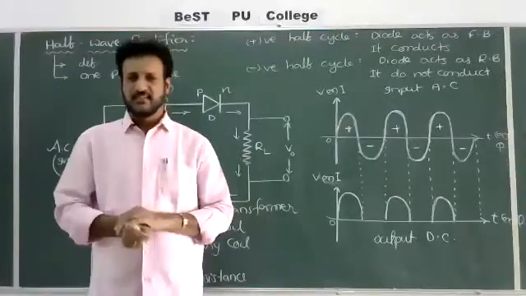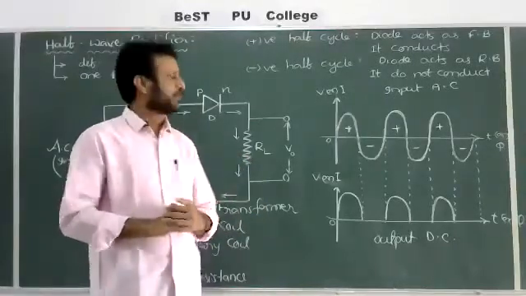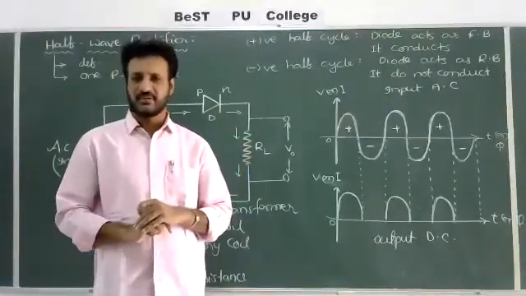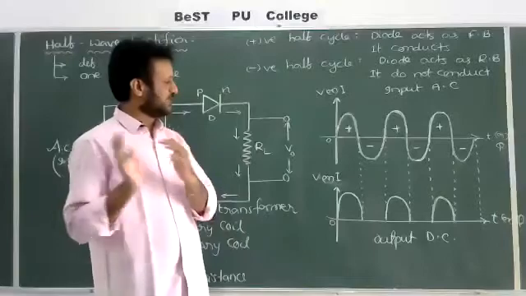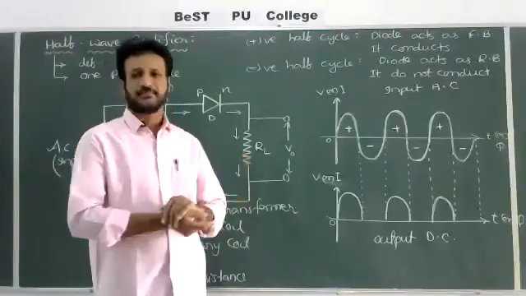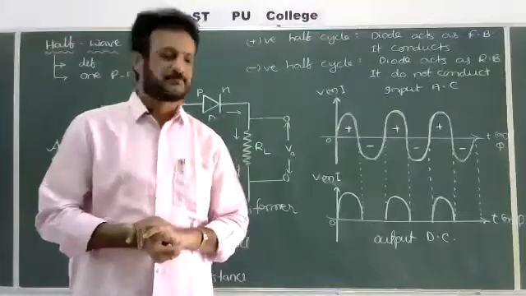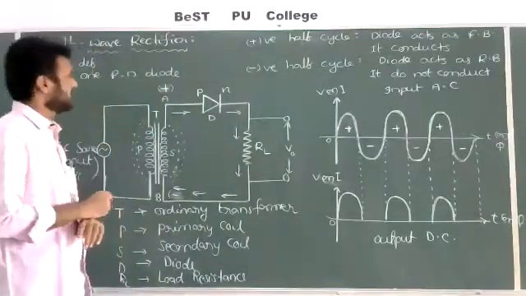Actually, when we say half, it does not mean exactly 50%; approximately 40.6% of AC can be converted into DC. But roughly we can say that half of the AC is converted into DC. That's why it is called a half wave rectifier. That's important. One more important thing you have to remember here.